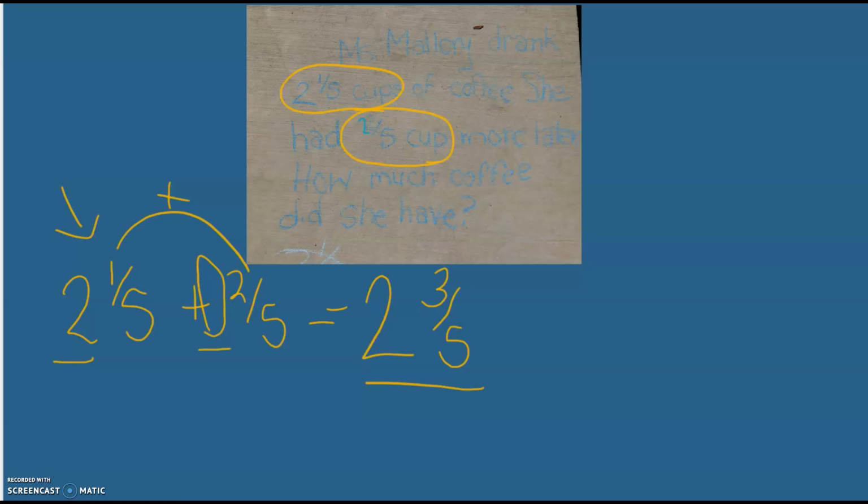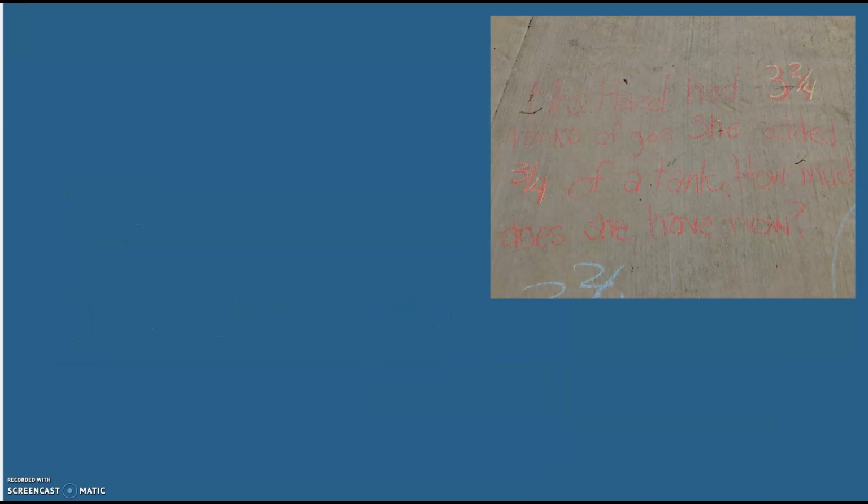This is the easiest scenario that can happen where you just add the whole numbers together and then you add the fractions together. Let me show you how it can get a little bit more complicated than that. If we're looking at this one about Mrs. Hazel, you see that Mrs. Hazel had 3 2/4 tanks of gas.